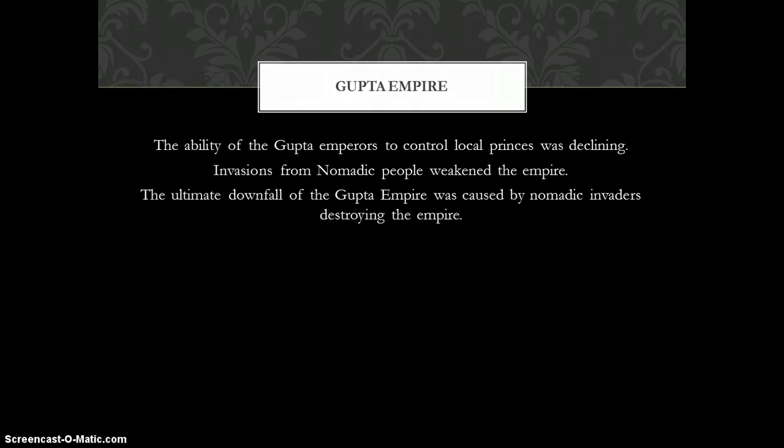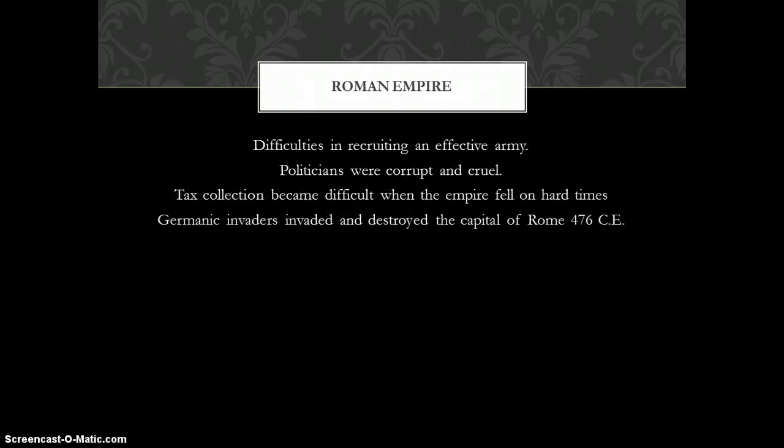And invasion from nomadic people outside of India, in particular, they were constantly pushing, trying to get into the empire. They finally broke through, and the ultimate downfall of the Gupta Empire was caused by nomadic invaders that destroyed the entire empire. Finally, we have the Roman Empire. There's a lot of variables. I'm just going to sum it up here with the most important ones.